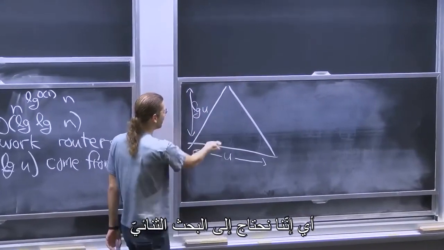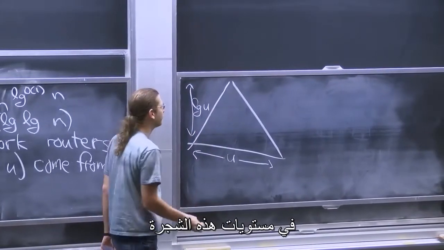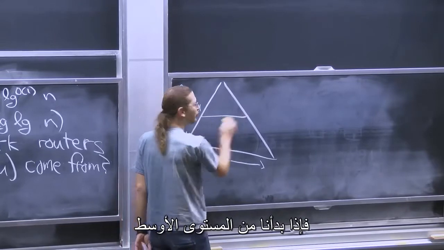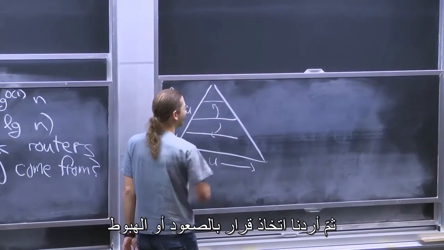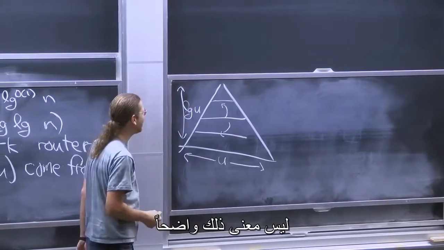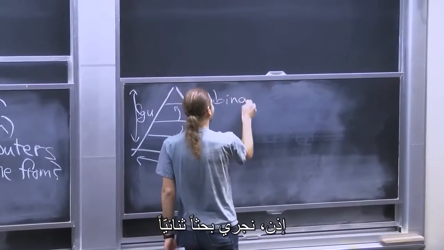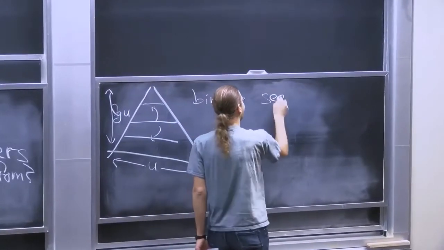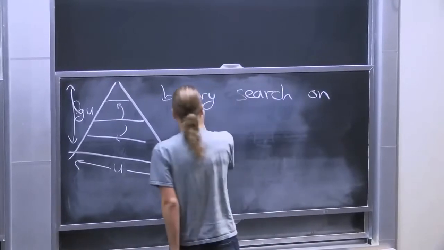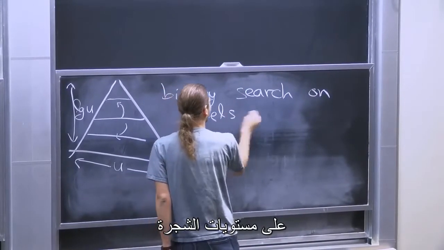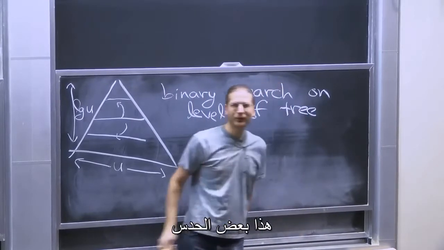So somehow we want to binary search on the levels of this tree. Right? If we could kind of start in the middle level and then decide whether we need to go up or down. Totally unclear what that would mean, but in fact, that's exactly what Van Emde Boas will do. So you can binary search on levels of a tree. I think we won't see that till the very end, but that's at least some intuition.